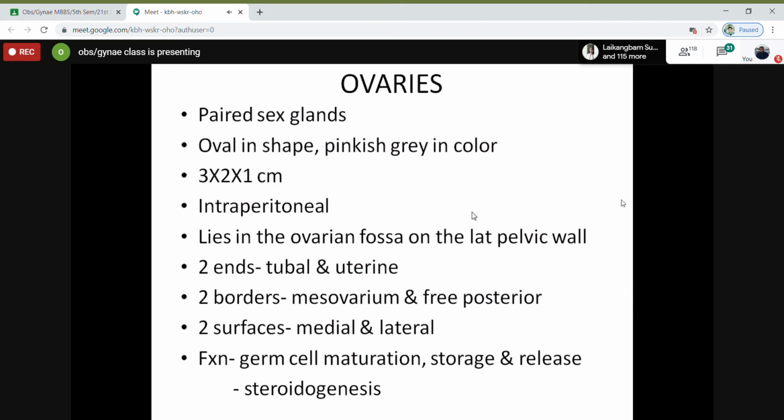And what is the function of the ovary? It helps in germ cell maturation, storage and release, and also it helps in release of estrogen and progesterone, so steroids. So hormones are released from the ovary.